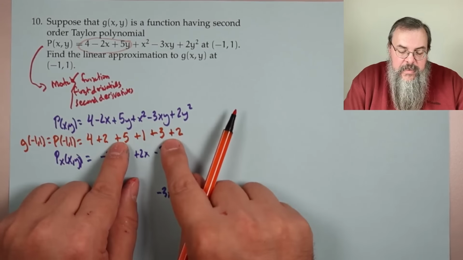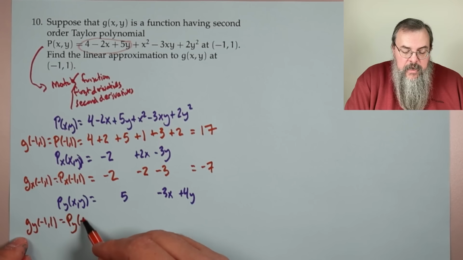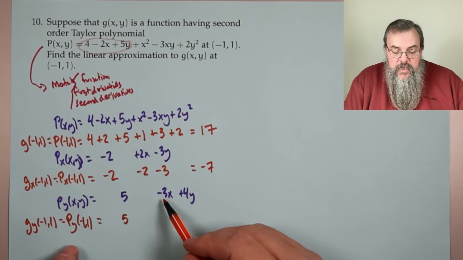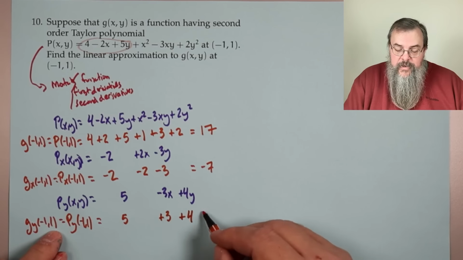Same ideas. G sub x at minus 1, 1 has to match p sub x at minus 1, 1, which is negative 2. X is minus 1, so negative 2. And y is 1, so minus 3. Minus 2 minus 2 minus 3, negative 7. And g sub y at minus 1, 1 has to equal p sub y at minus 1, 1. So that's 5. Minus 3 times minus 1 makes plus 3. And then 4 times 1 makes 4. 5 plus 3 plus 4 is positive 12.